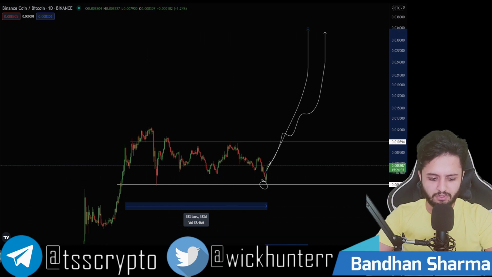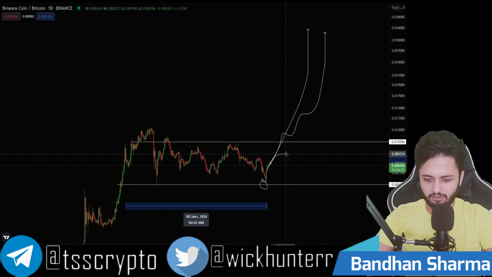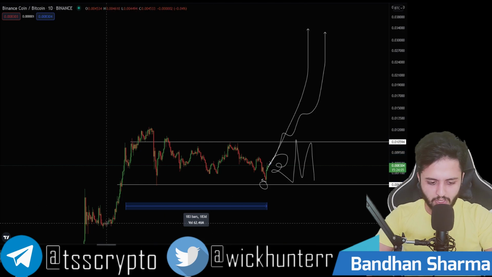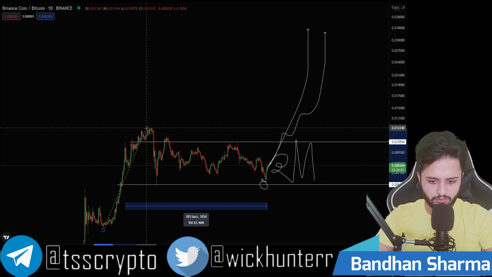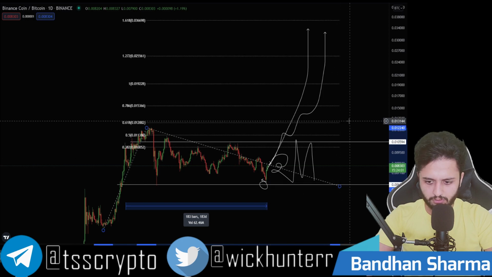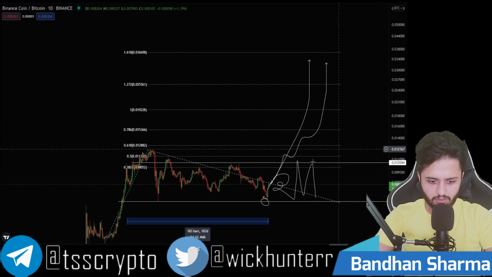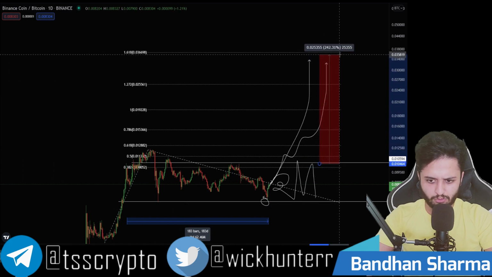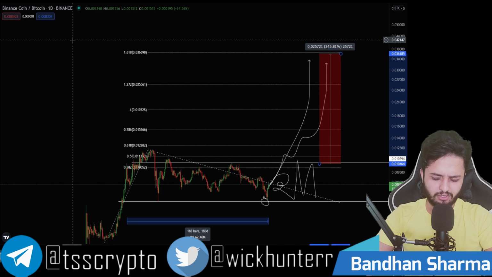So you can buy anywhere in between this range, anywhere. If we draw the fib on this retracement, we have a 200% gain, around 300% gain.